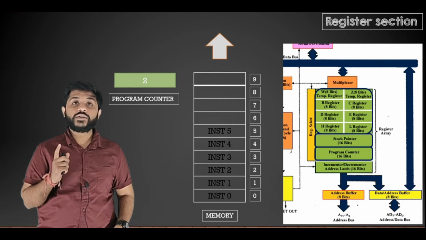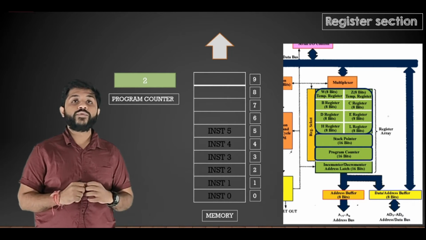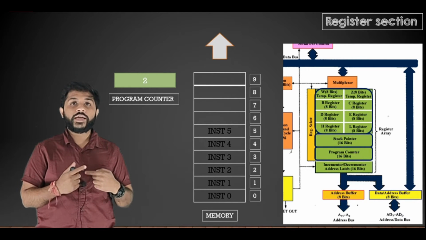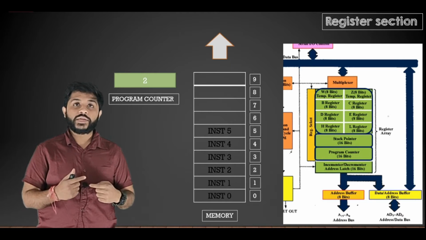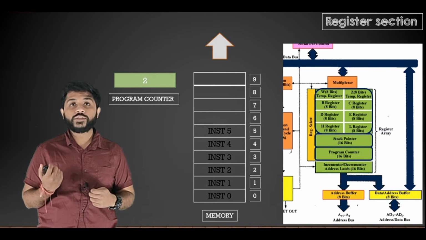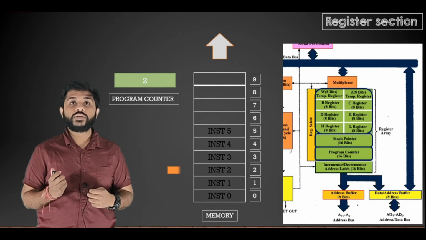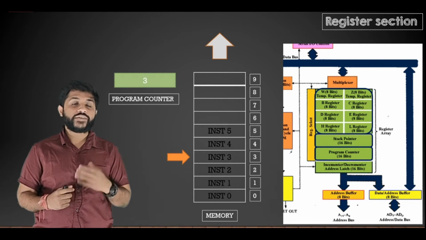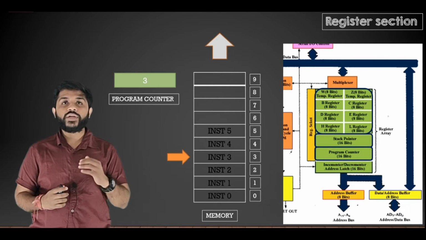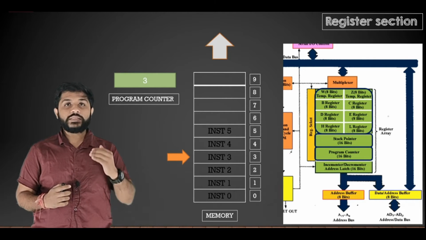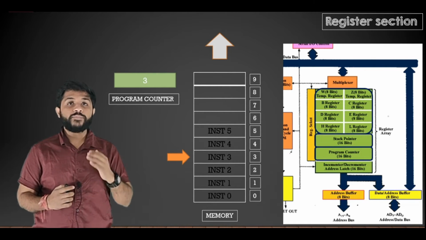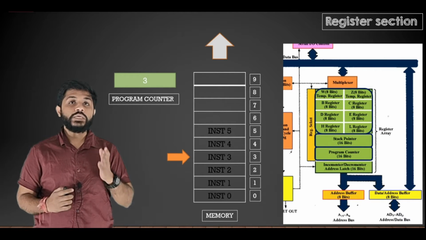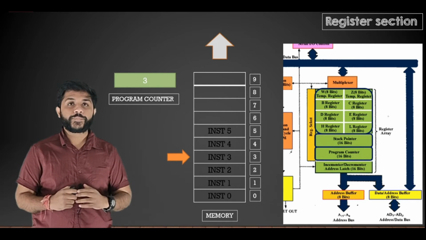After fetching the instruction, the value of the program counter will be incremented. The processor will decode instruction 1 and execute it, and next time it will fetch the instruction from which location? The memory location 3. Every time after fetching the instruction, the value of the program counter will be incremented, so that for the next time, the processor can know from which location it has to read the instruction.